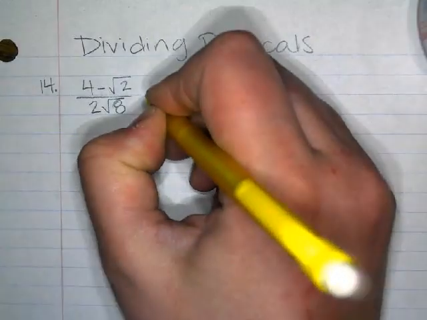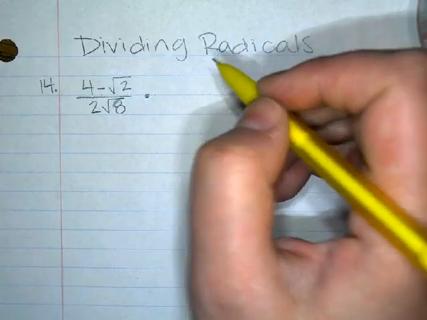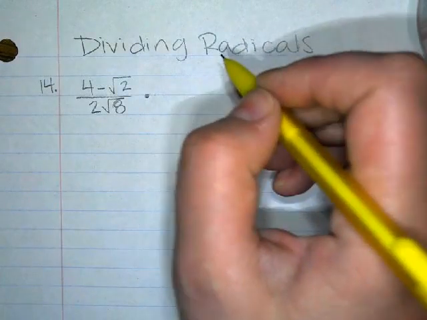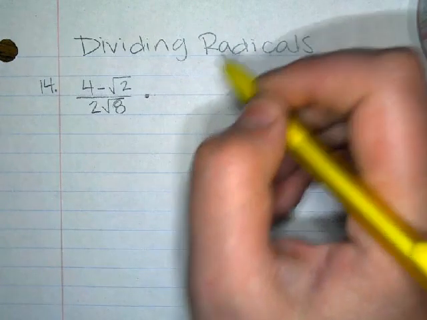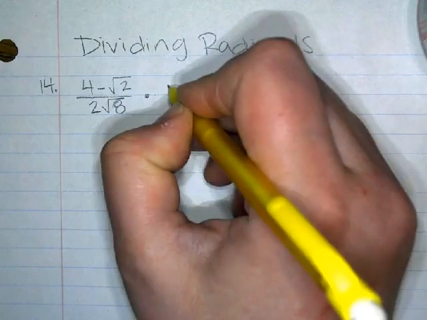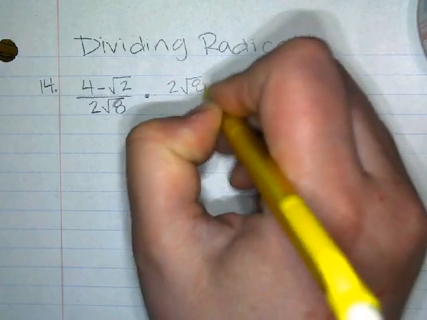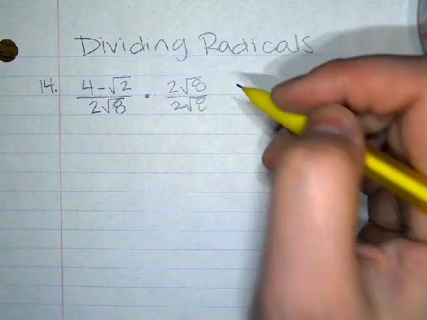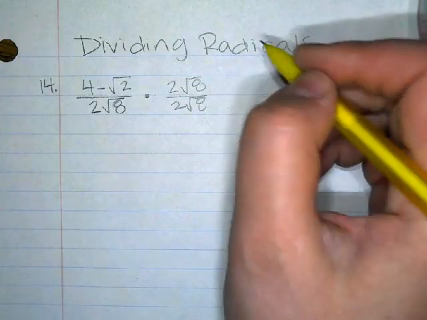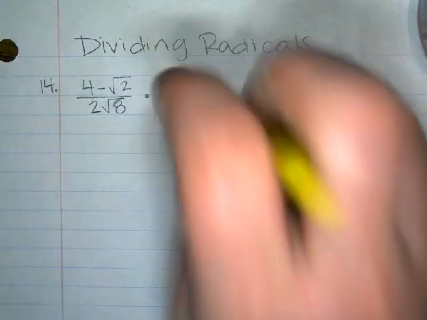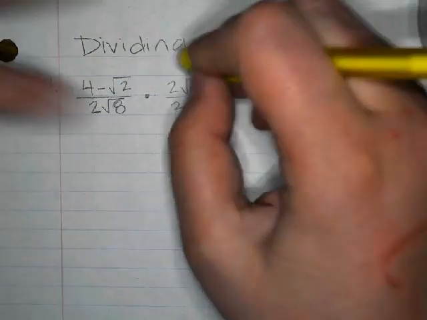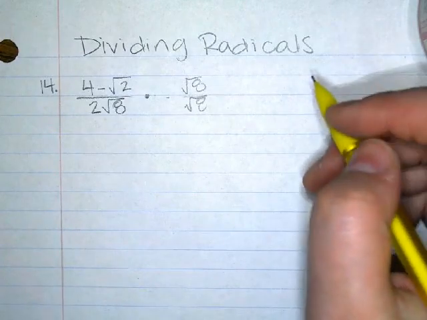So you can simplify it before you get started. I wouldn't, because I'm lazy and I don't like simplifying twice. But you could simplify it before you get started and you will not get the wrong answer. You can multiply this by 2 root 8 over 2 root 8. That will not give you the wrong answer. It will make you have to simplify more at the end. So I would not do that. But again, it would not give you the wrong answer. It would give you the right answer at the end. I would multiply by just root 8 over root 8.